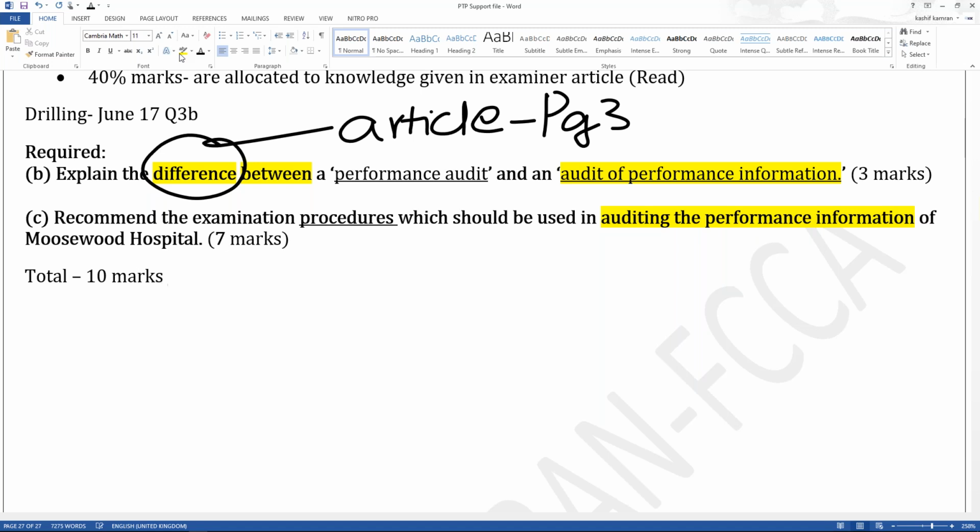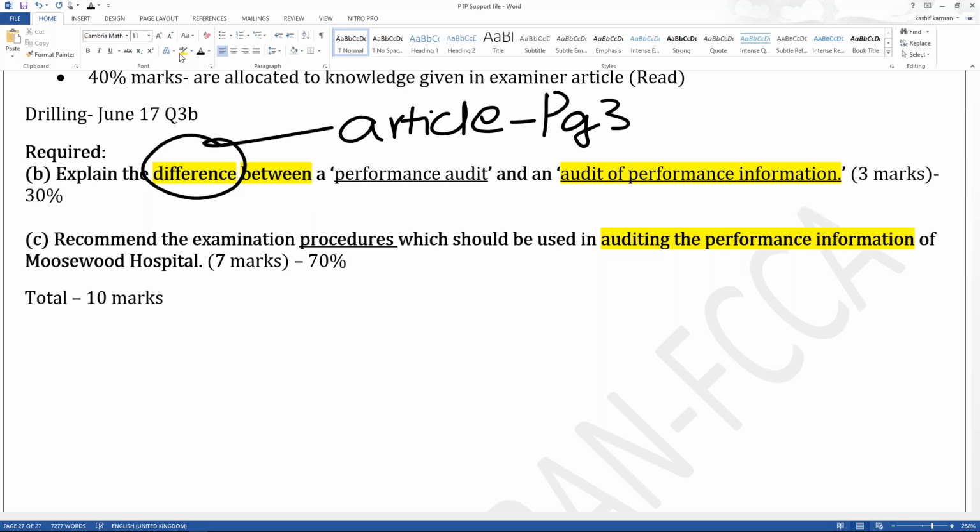So how many marks have been allocated to procedure? 70% of the total marks. And knowledge, 30% of the marks have been allocated to the knowledge. I hope you find relevance. And you look at the December 14 paper. I think in the December 14 paper, 40% was the knowledge and 60% was the procedure. And you look at the December 15 paper, which I did in the June 19 webinar, 50% was knowledge and 50% was procedure. So that's how the case has been for this topic.